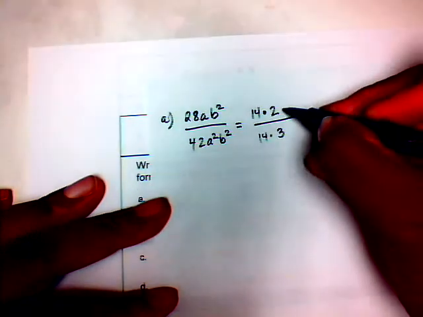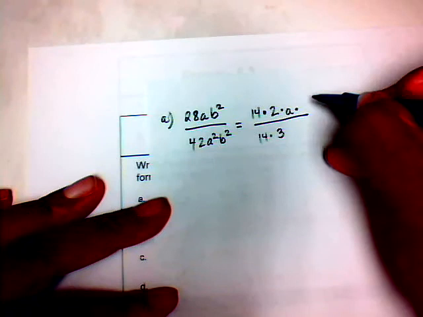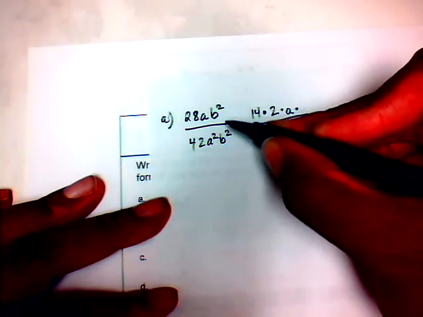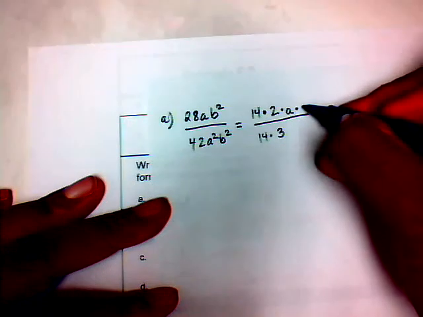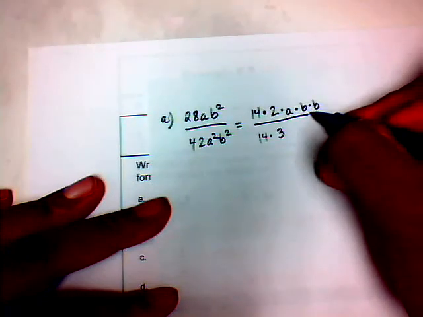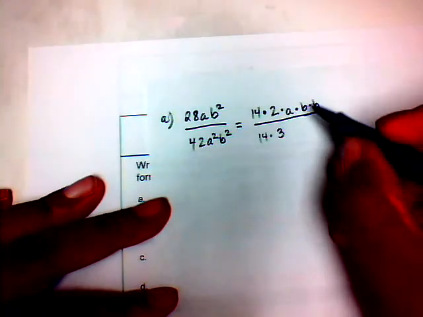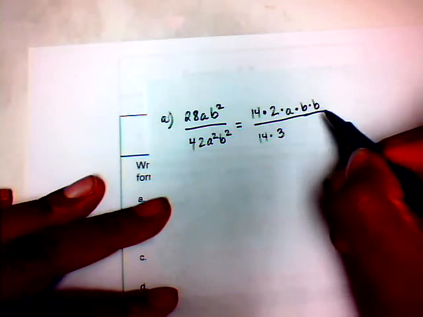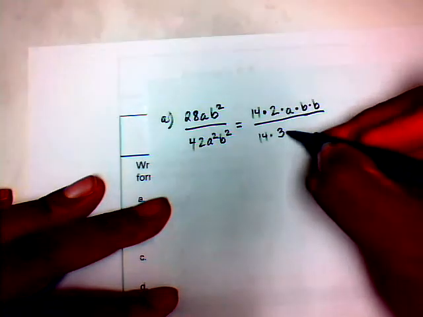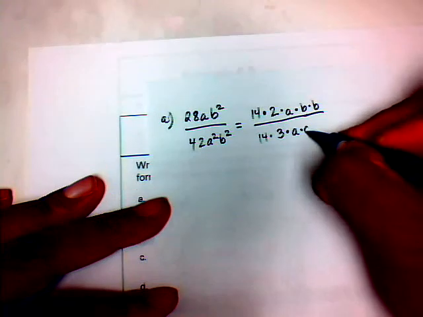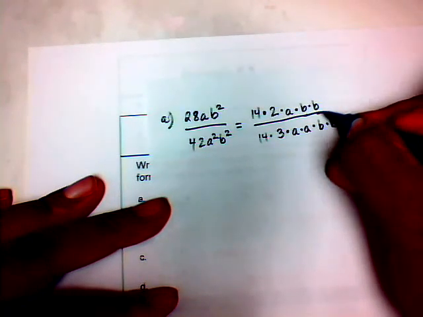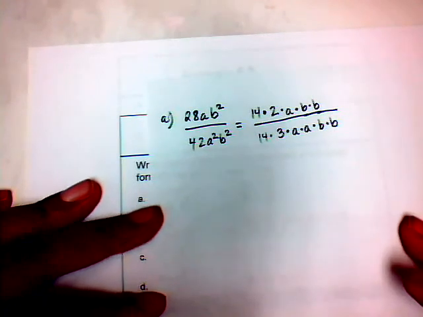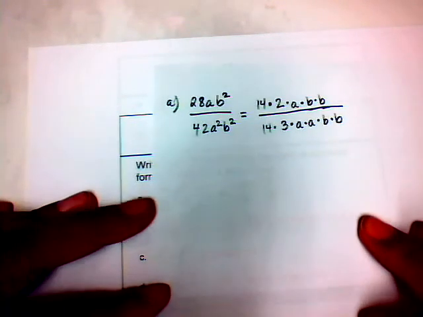The a, I'm going to bring that over. I'm going to write b squared because I know the exponent tells me how many times b is used as a factor. In this case, that 2 tells me that b is going to be used as a factor 2 times, so I write b times b. The a squared, I'm going to write as a times a, and then the b squared is b times b. So this is what my numerator and my denominator are going to look like.